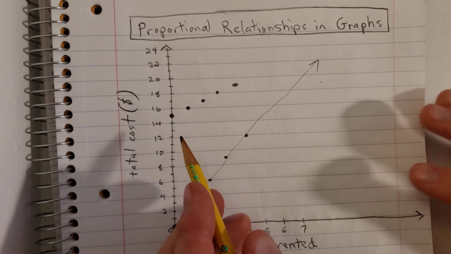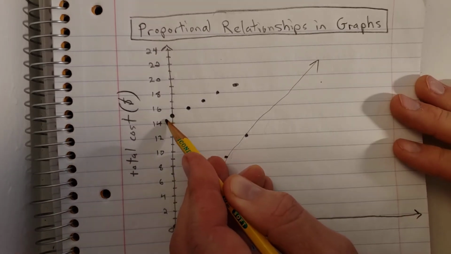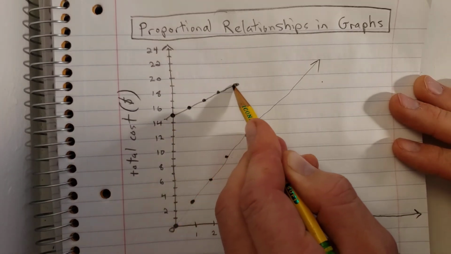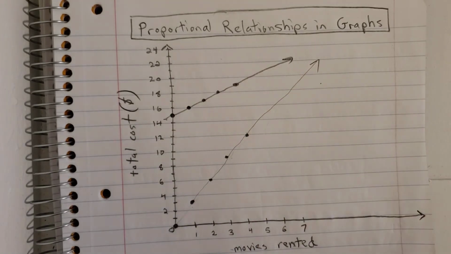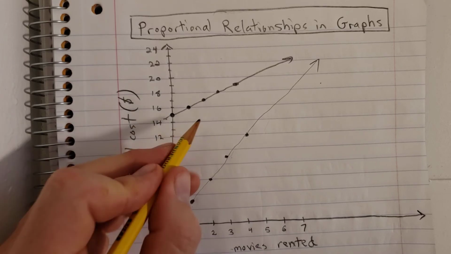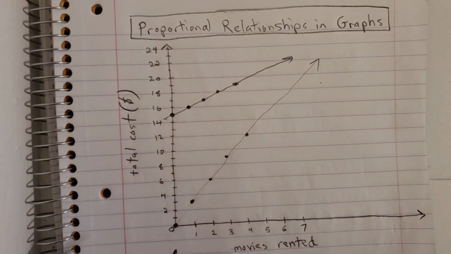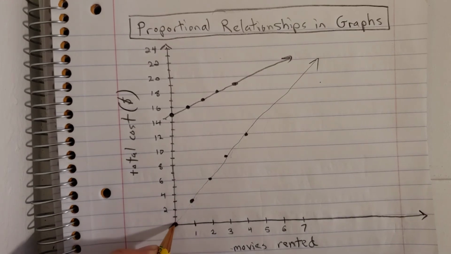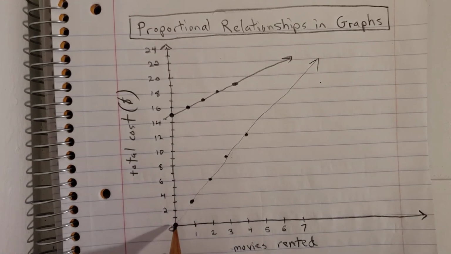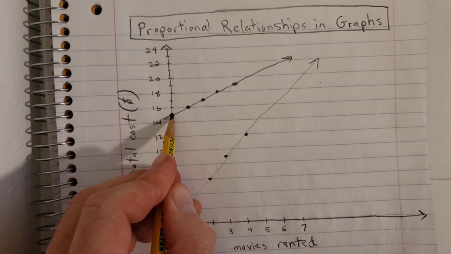Okay, I notice that it's also going to be a straight line. But there's one significant difference. The significant difference is where they start, or where they cross the y-axis. This one starts at the origin. This one starts up at 15.